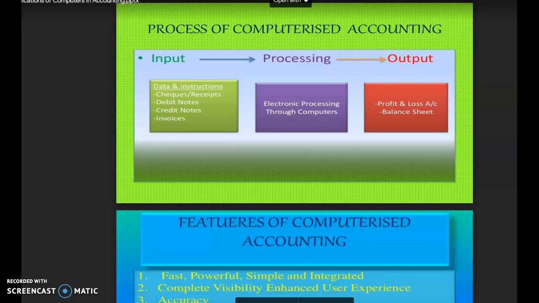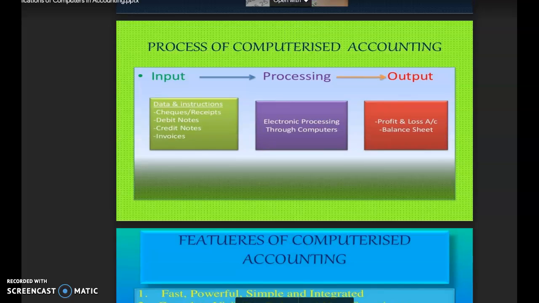That is, there will be the input which is given to the computer. It automatically processes this with the help of programs or instructions, and then we get the output. What is the input here? Input means that check numbers may be given, receipts, debit note details, credit note details, and invoices. We give certain input, which you could simply call the recording of the business transactions. On the basis of this recording and the information given to the computer, the computer itself processes it.